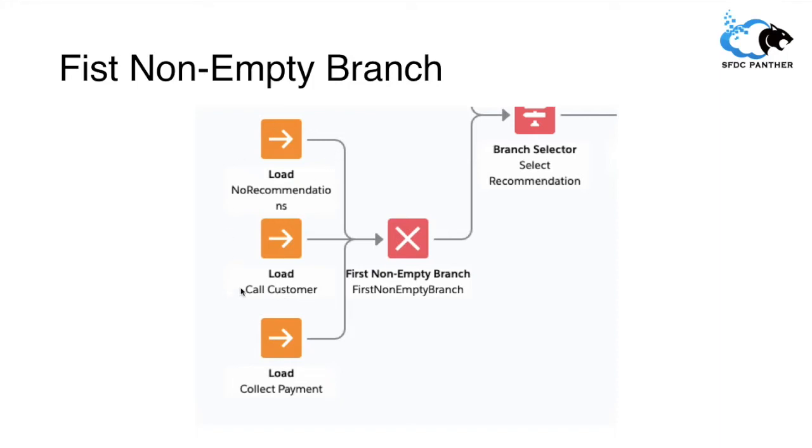Let's see how it works with an example. Suppose that we have 3 load statements here. This load statement, as the name indicates, is for no recommendations. That means it is not returning any recommendation. Then it will evaluate this load statement, and as we can see we have got a call customer recommendation. If this particular node returns any recommendation, even a single record, the last load statement is going to be skipped and not evaluated. That's what first non-empty branch does. If I get any non-empty result, I skip the rest of the load statements. That's what it is doing.